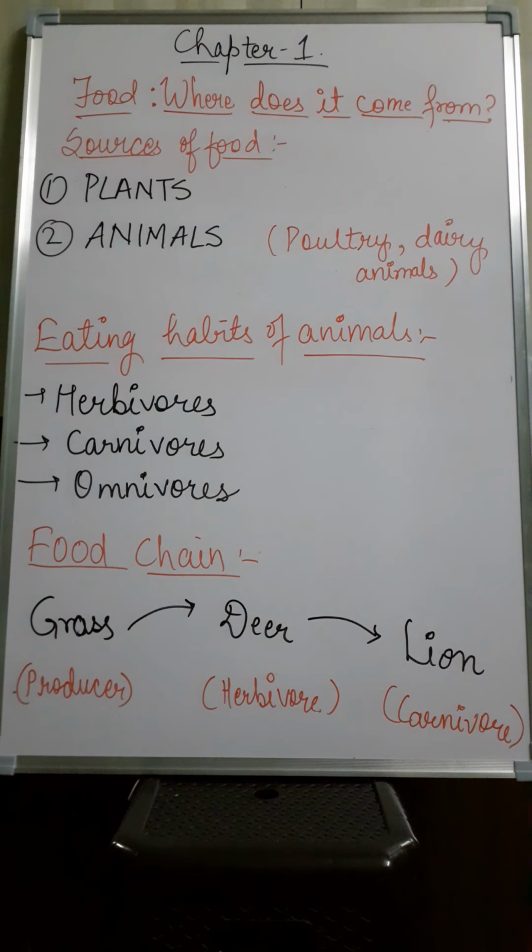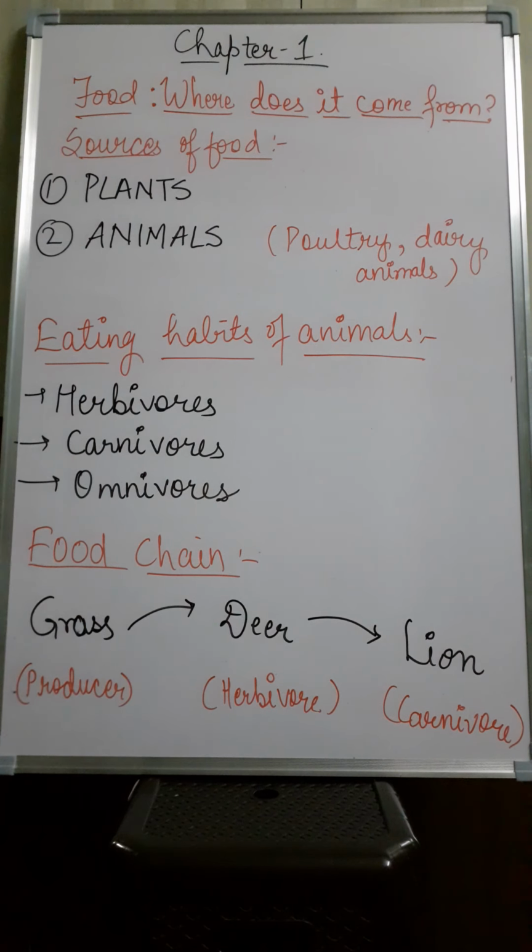Ghee is also obtained from milk fat. So there are different animals which give us different animal products as food. Now there are some other animals which also produce food in the form of honey. That honey is produced by honey bees. How? Honey bees collect nectar from the flowers and then convert it into honey.